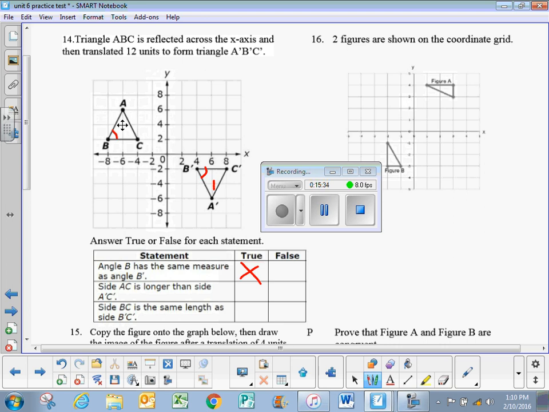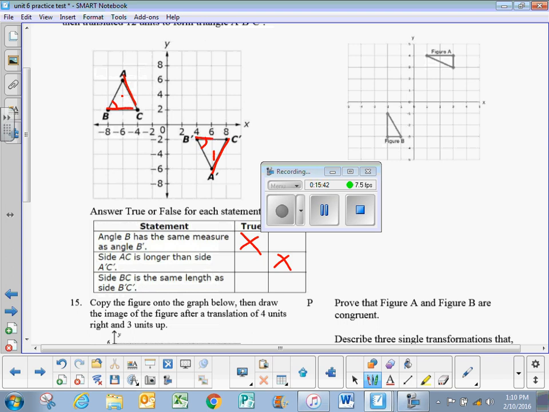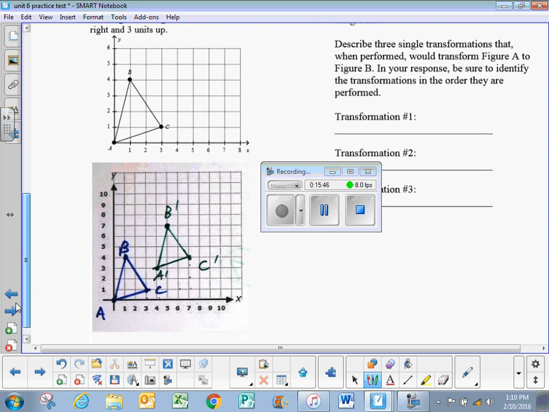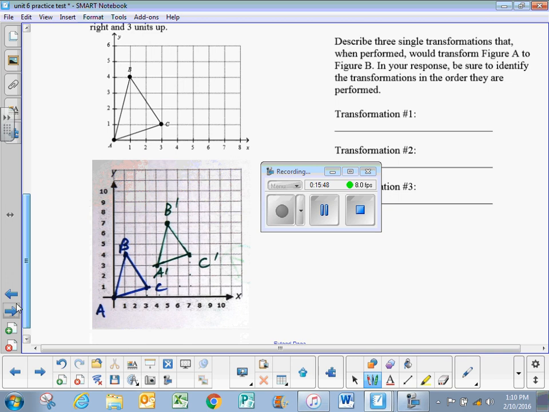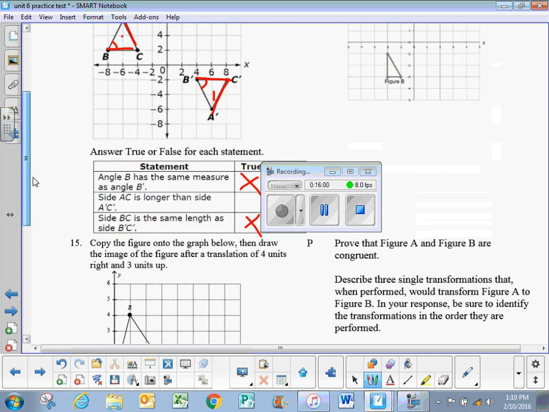Is AC longer than side A prime C prime? No, they're the same. That's false. Is BC the same as B prime C prime? Yes. Okay, 15. Should look like that. Pretty simple. It's just a translation. It was 4 right and 3 up. 4 right, 3 up. 4 right, 3 up.